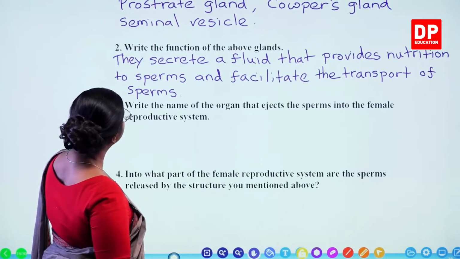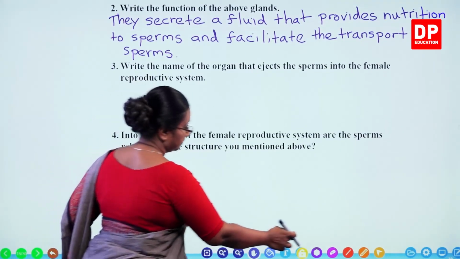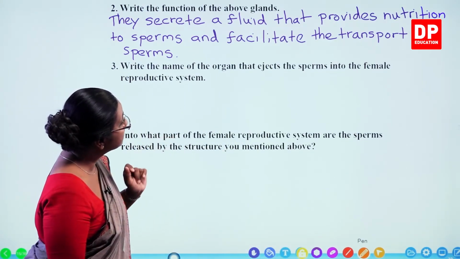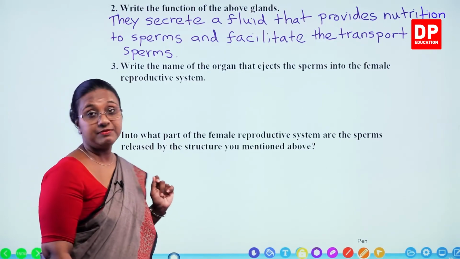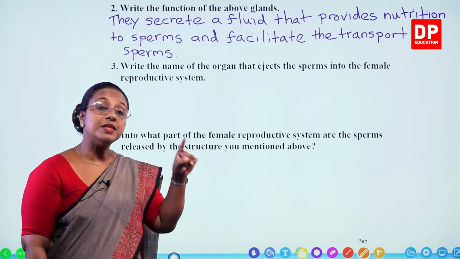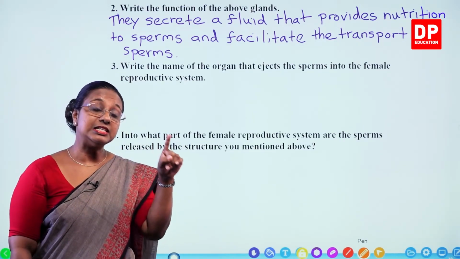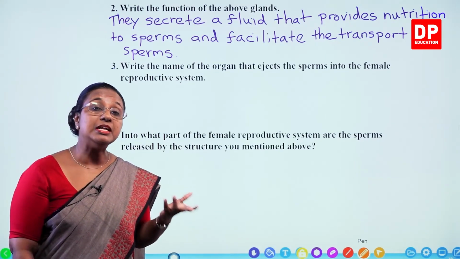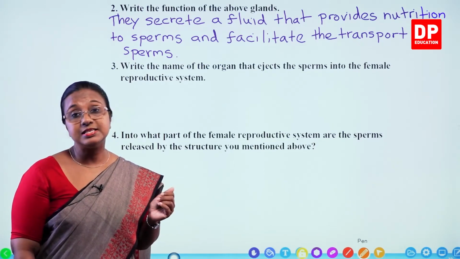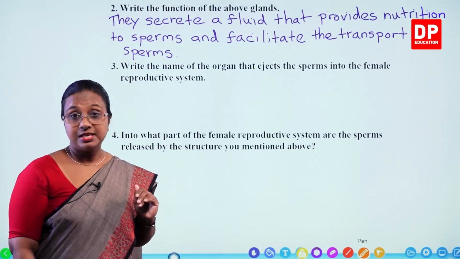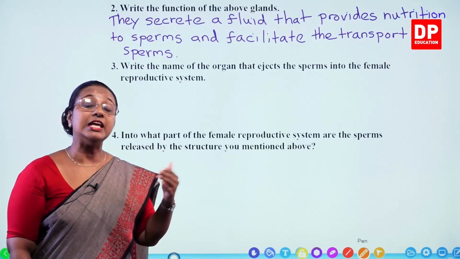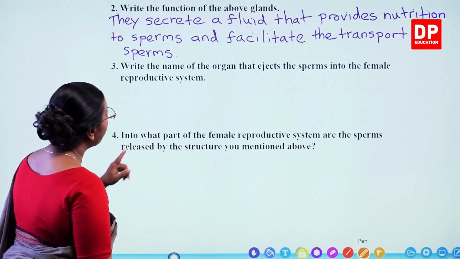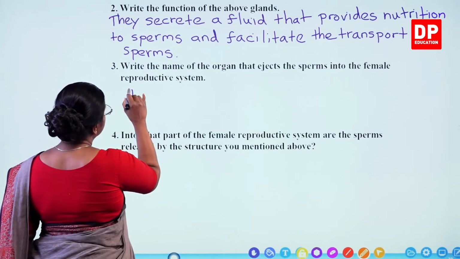Then we have the third part of the question. Write the name of the organ that ejects the sperms into the female reproductive system. That you all know. From the seminal vesicle, it is the urethra that takes the sperms or the semen into the penis, and penis is the one that ejects the semen or the seminal fluid into the vagina during copulation. So write the name of the organ, that is the penis.